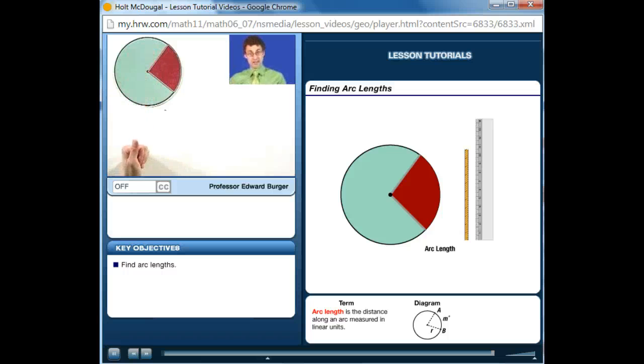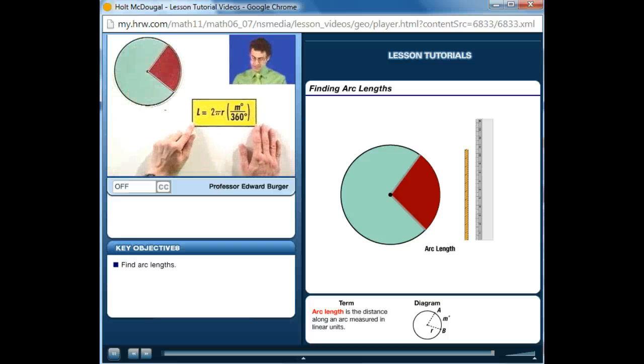Let's think about arc length now. We know that if we go once around the circle, the arc length of that is exactly the circumference, which we know is 2 pi r. So if you want to figure out the arc length of just a part of that, well, then you have to find the appropriate fraction. And so the formula for arc length is actually pretty easy.